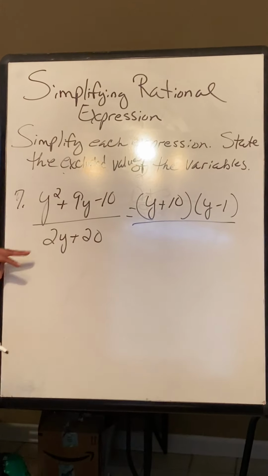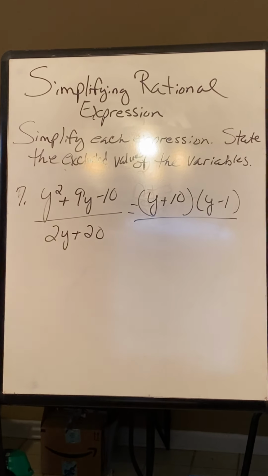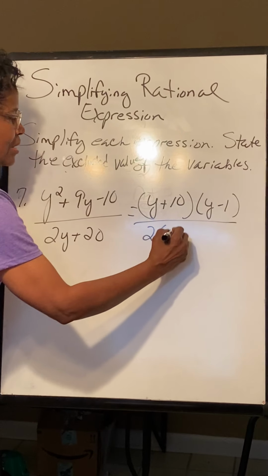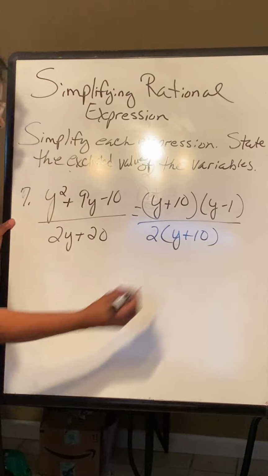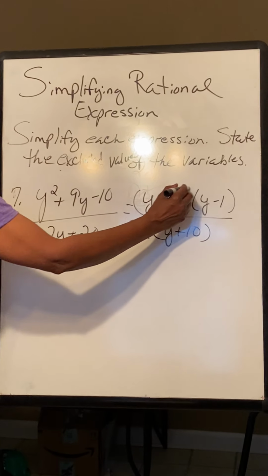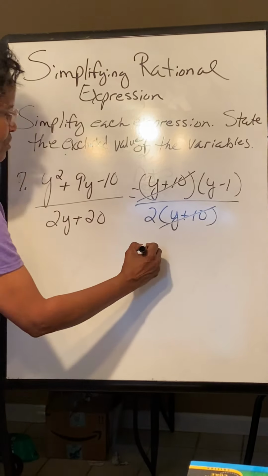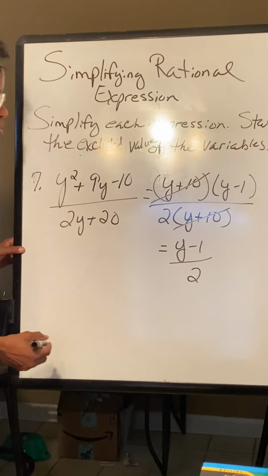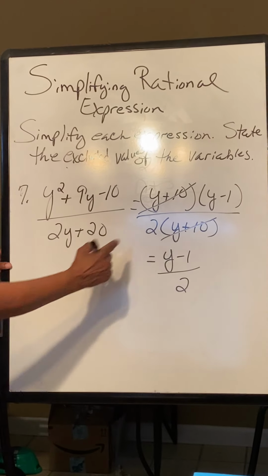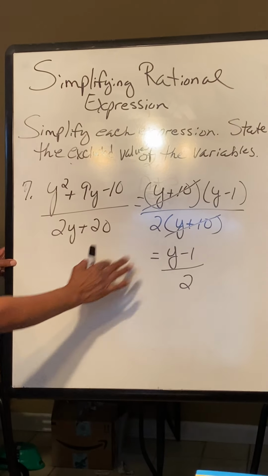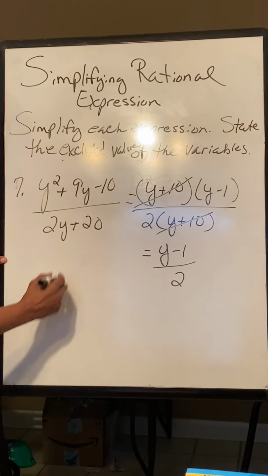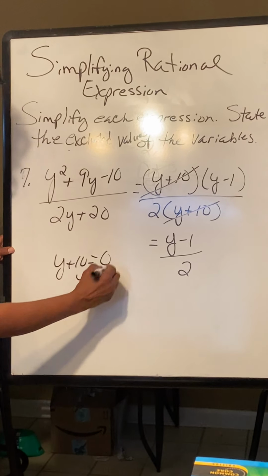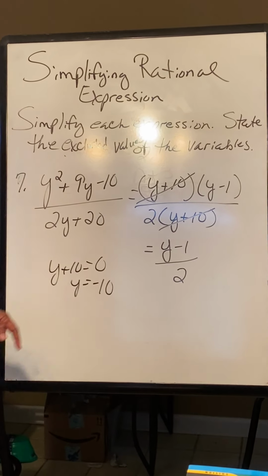In my denominator, 2y and 20 have a GCF of 2, so I'll factor out a 2. And inside parentheses, I'll have y plus 10. As I simplify, the binomials y plus 10 will cancel. So the simplified answer for the problem is y minus 1 divided by 2. To find the excluded value, I'll take the y plus 10 because I can't say 2 equals 0, but I can say y plus 10 equals 0. So y is equal to a negative 10. So the excluded value for y would be a negative 10.